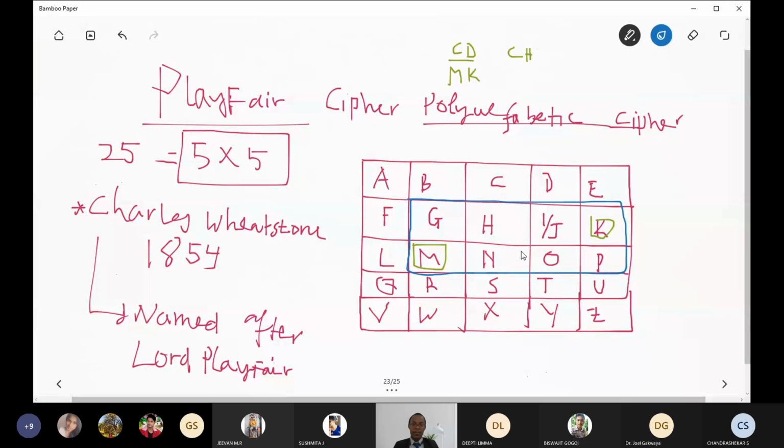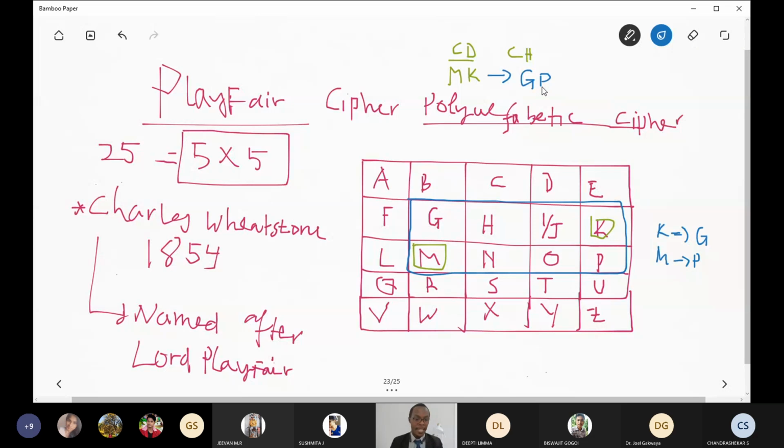Now, how to encrypt? The encryption of K, since it is in the right-hand corner, is going to be G. The encryption of M is going to be P. You get it? So the encryption of MK is going to be GP.